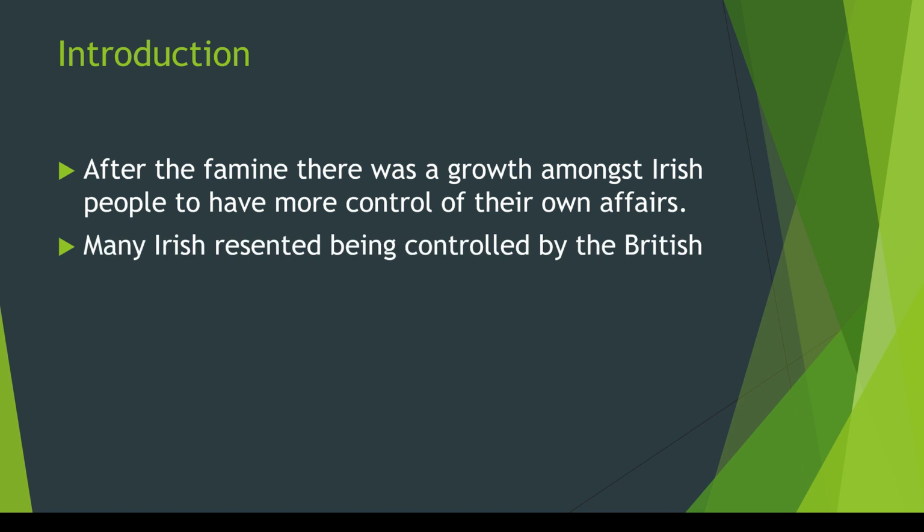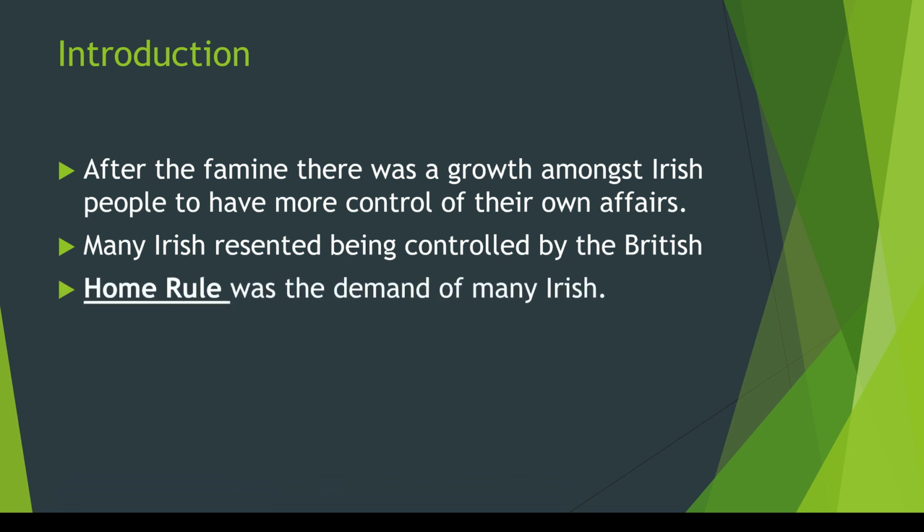And a lot of Irish people not so much didn't like being controlled by Britain, but actually resented it. Resented it is further, it's hating something. And many Irish people, particularly by the late 1800s, early 1900s, hated the idea of Britain having any control over Ireland whatsoever. Now, we learned about this obviously in the last chapter with Parnell getting within touching distance before his affair. Home Rule was a demand of many Irish.